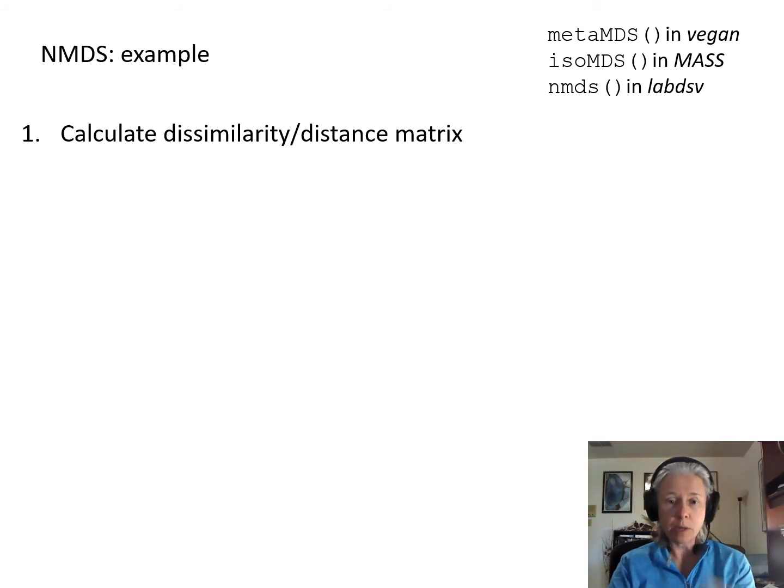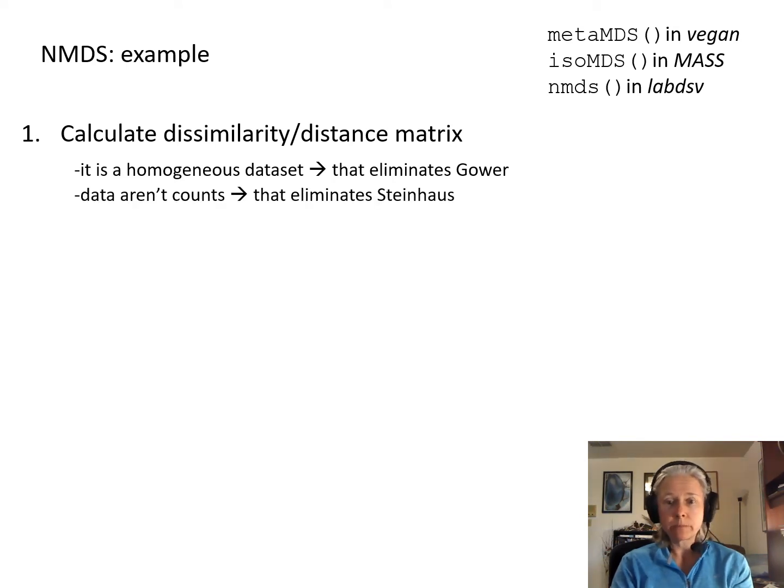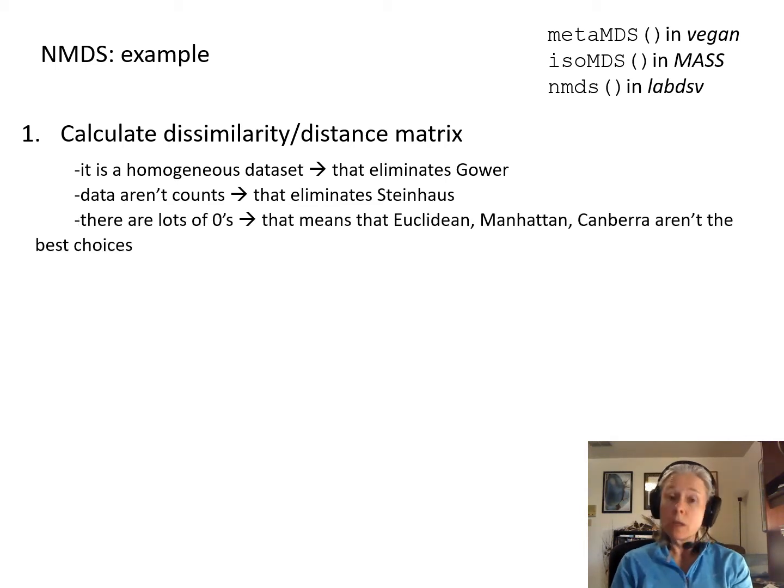So to go through this logical process, for example, in the case of the Bryce Canyon data, first off, it's a homogeneous data set, meaning that it is comprised of a single data type, like numerical data. And so that eliminates our need for the Gower metric. The data aren't counts in this case. Remember, it's percent cover. And so that eliminates Steinhaus. There are lots of zeros in the data set, which means that Euclidean, Manhattan, and Canberra are not going to be your best choices. And it also should cue you in that perhaps NMDS might not be super great at handling these data, since there are lots of zeros in it.